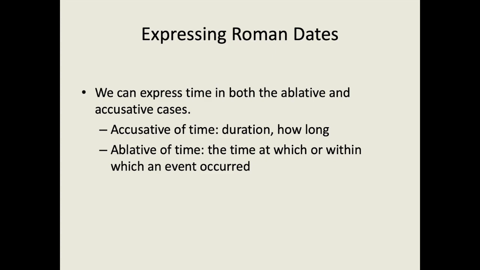When thinking about how we express Roman dates, it's important that we think of how time is expressed in Latin. Time can be expressed in Latin using both the ablative and the accusative cases, depending on how we're expressing time. We've looked at other uses of the ablative, including the ablative of instrument or means and the ablative of manner. We've also looked at how we can use the accusative as a direct object in a sentence. When we're using the accusative for expressing time, we're talking about the duration or for how long an event occurred. When we use the ablative of time, we're thinking about at what time specifically or within which time frame an event occurred.